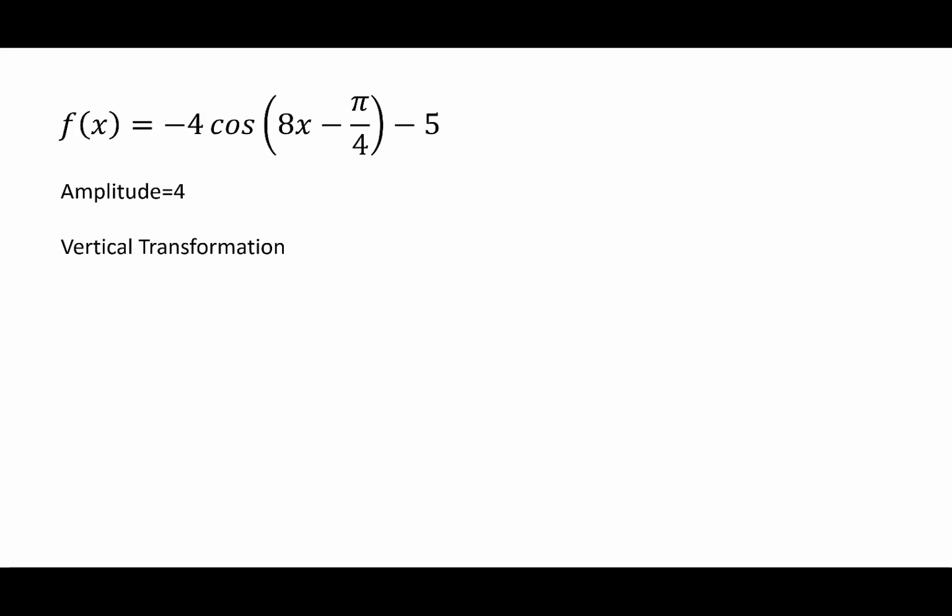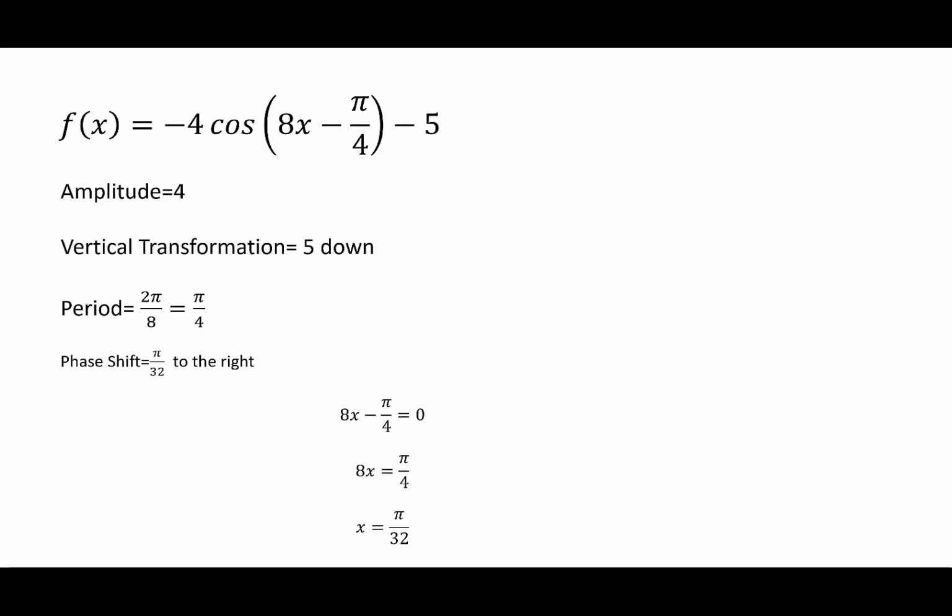The vertical transformation comes from the negative 5 at the end, and in this case the function is moving down 5 units. The period is found by taking 2 pi and dividing by 8. We can take 2 pi over 8 and simplify it a little to make it pi over 4. To get the phase shift, we're going to take 8x minus pi over 4, and we're going to set it equal to 0. That says 8x will be pi over 4, which says x is pi over 32. The phase shift of pi over 32 will go to the right because pi over 32 is positive.